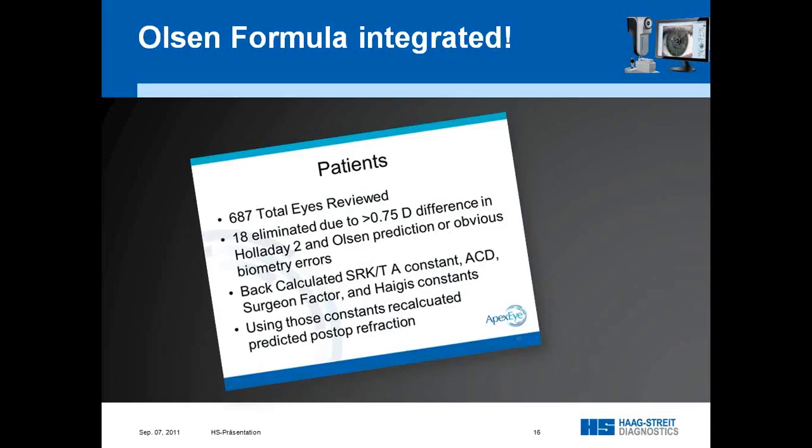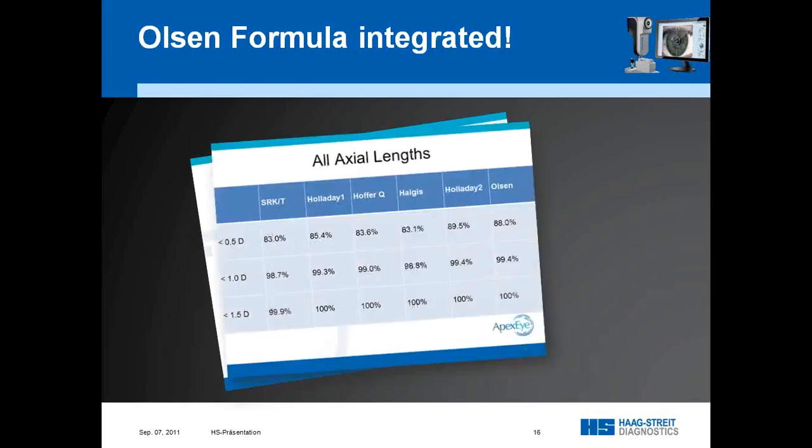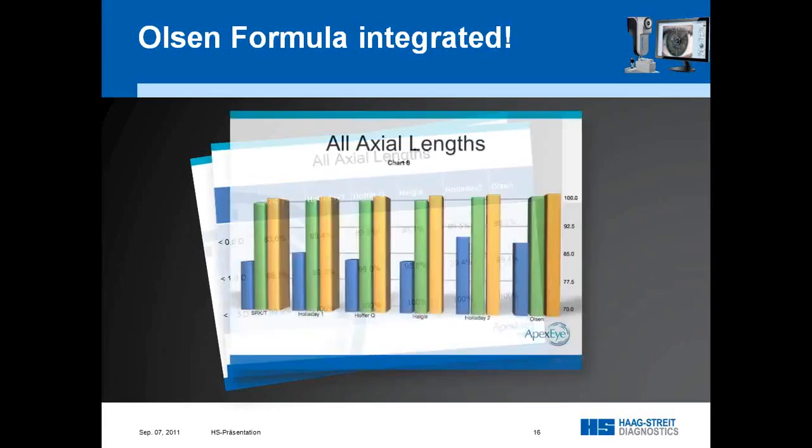It was based on Holiday 2, then compared to Olsen, but also to the standard formulae SRK/T, Huygens, and Hoffer Q. Let's have a look at the results. The bar diagram shows it the most impressively. The blue bars are patients within half a diopter, green within 1, and yellow within 2 diopters.